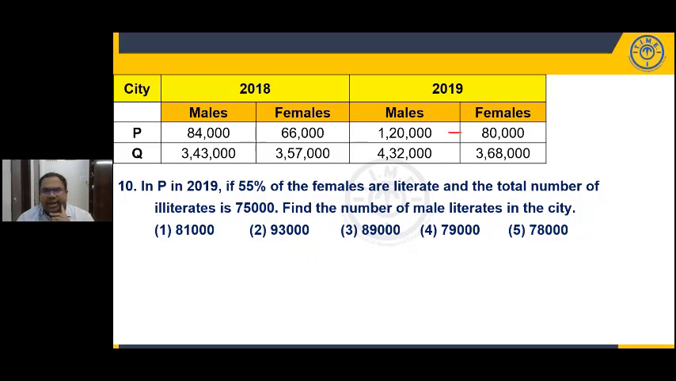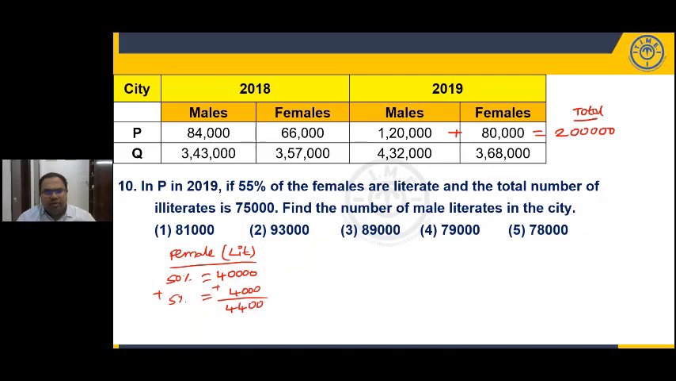2019, 1,20,000 plus 80, 2 lakh people total. Total is 2 lakh, right? Out of females, 55% are literates. It is easy to calculate now. Female literates, 55%. 50% plus 5%. 50% is 40,000. 5% will be 4,000. So 44,000 are female literates, 55% value.